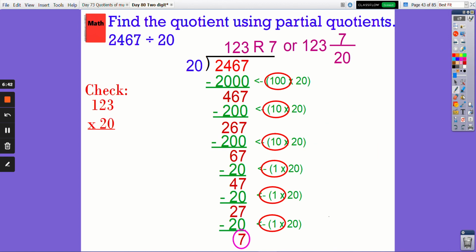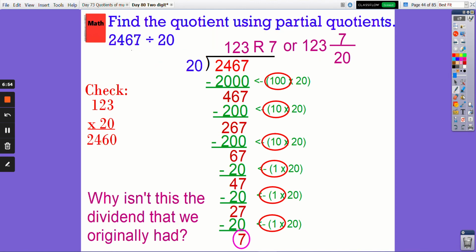So we can always check. Here's where our check gets a little bit tricky. We have to take our 123, multiply it by our 20, and then we should end up with this, but not quite. So let's look at this. We get 2,460. Is that what we started out with?